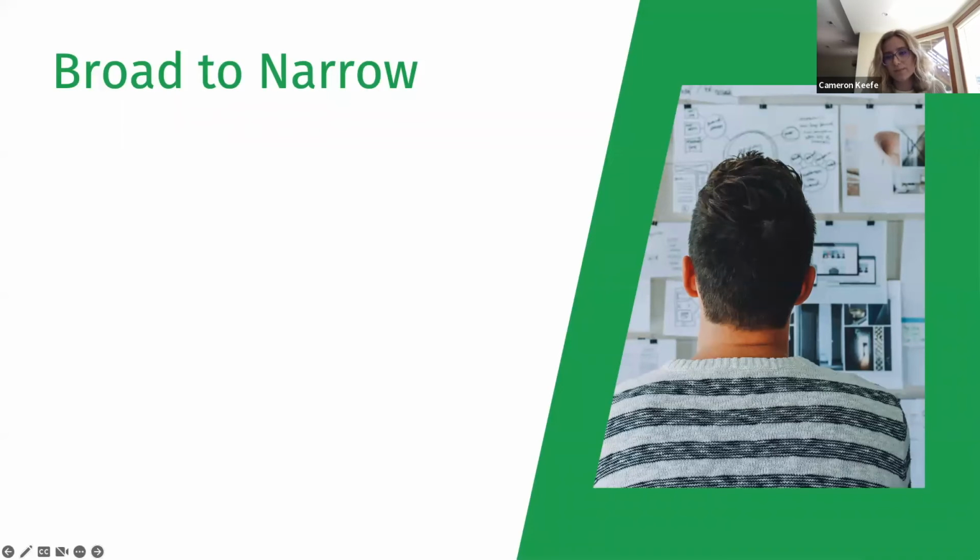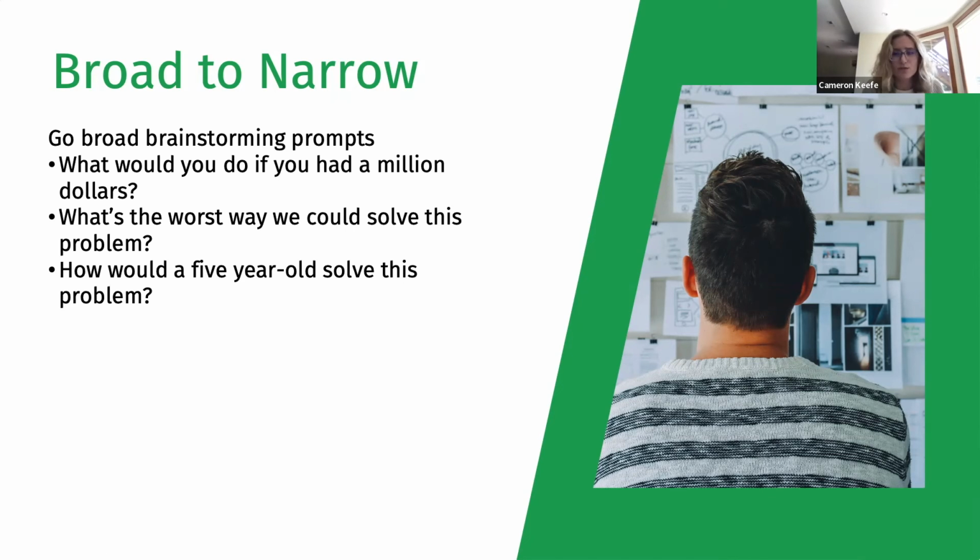When trying to ideate, the obvious ideas come first, and then a slump, and then the great ideas come after. When we're trying to go broad, we can think about all kinds of brainstorming prompts, and these can be pretty out there to get your creativity flowing. So when you've identified a problem, try asking questions like, what would you do to solve it if you had $1 million? What is the worst way that we could solve this problem? And how would a 5-year-old solve this problem?